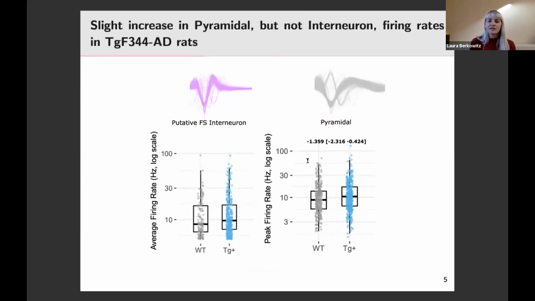We first wanted to look globally at whether pyramidal cells or interneurons within the postsubiculum exhibited decreased or increased firing rates, given hyperexcitability found in other animal models of Alzheimer's disease. Here I have classified putative fast spiking interneurons, as well as pyramidal cells in gray. We found that within the TG animals, we did see a slight increase, about 1 hertz, in firing rate, but no such difference within the fast spiking interneurons.